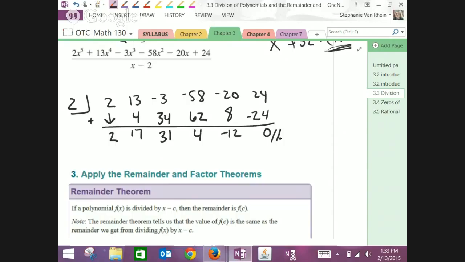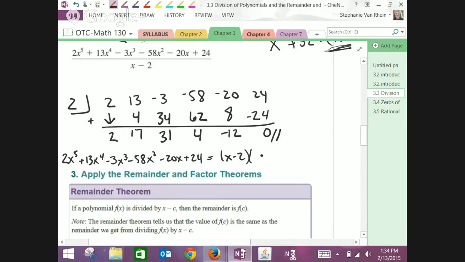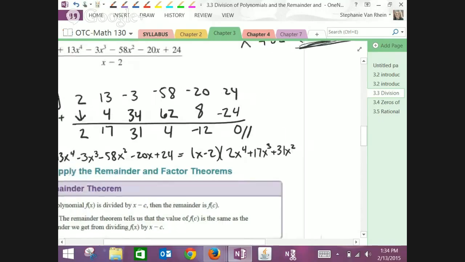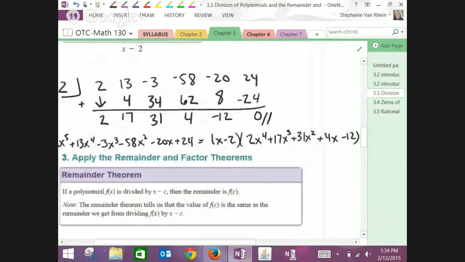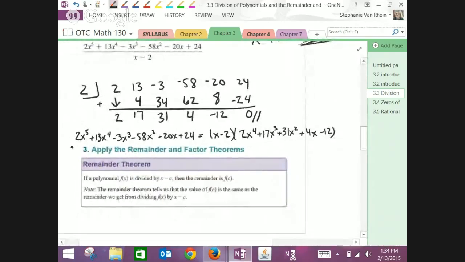So you write x minus 2 times. You could say 2x to the 5th plus 13x to the 4th minus 3x cubed minus 58x squared minus 20x plus 24 can be written as x minus 2 times 2x to the 4th plus 17x cubed plus 31x squared plus 4x minus 12.